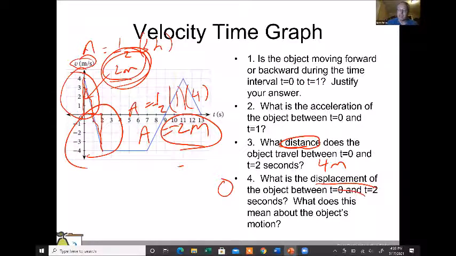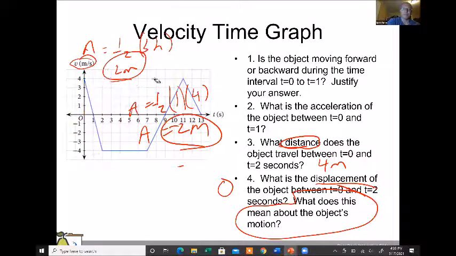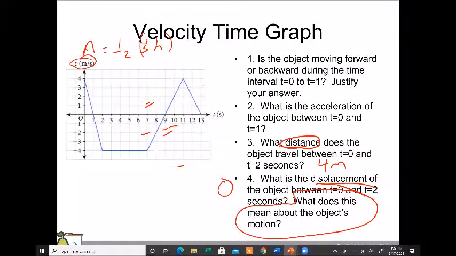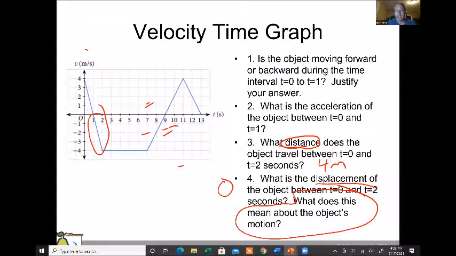The second part of this question asks, what does this mean about the object's motion? Well, in part A, in what direction was the object moving? Forward. And then in the second part, it was moving backward, which means where did it end up? Right where it started. It ended up exactly back where it started.